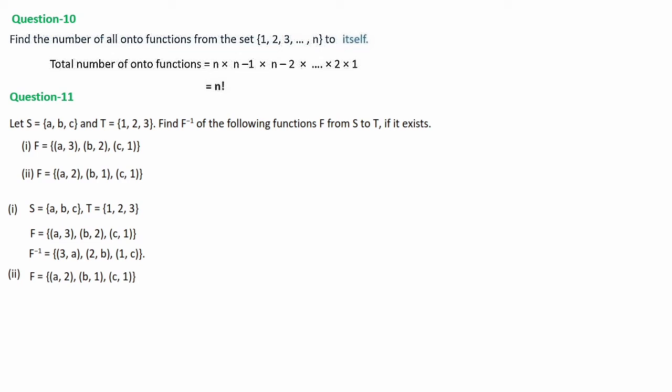Now the second one, (A,2), (B,1), (C,1). But here you can check there is a problem. The inverse does not exist here because both have the same image. F of B is 1, f of C is also 1. So the inverse does not exist. So directly we can write, since f of B is equal to 1 and f of C is equal to 1, we can say that the inverse does not exist because f is not one-one. So here f is not invertible, we can conclude.